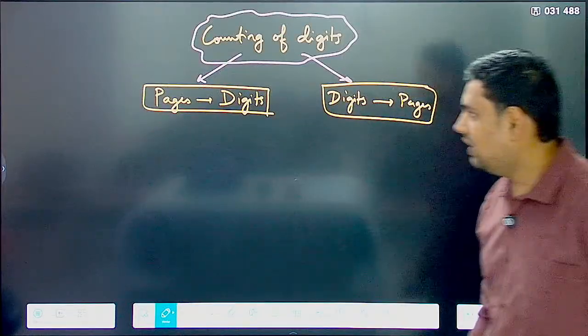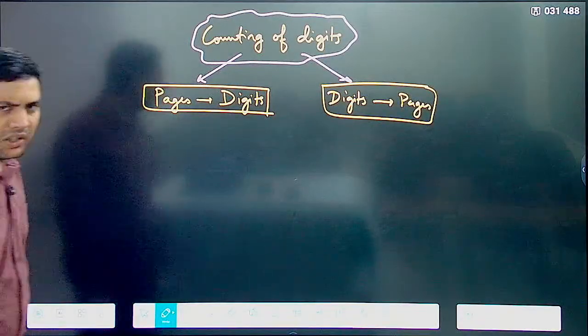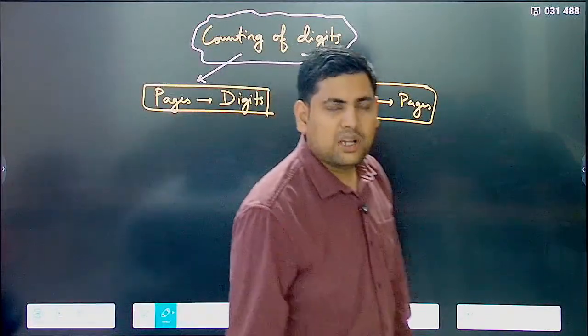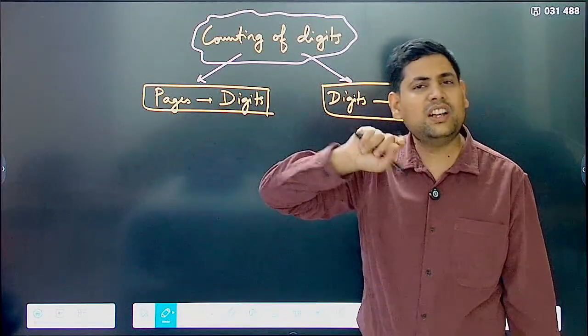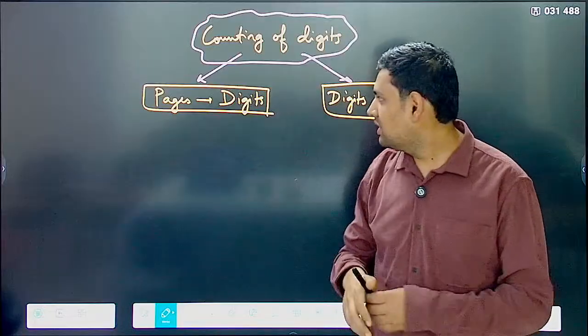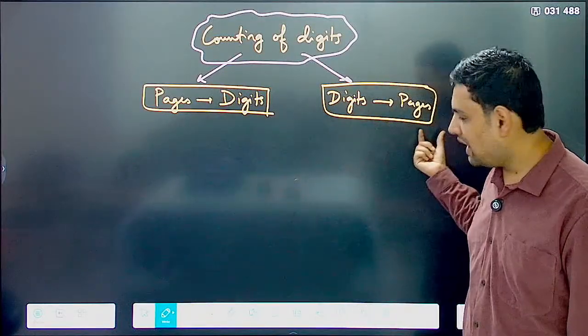Now we come to counting of digits. This was left in yesterday's class also. Very simple concept, but it keeps coming up. Now there are 2 things you need to understand. 2 ways they give questions. Sometimes they give you pages and they ask you digits. Sometimes they give you digits and they ask you pages.